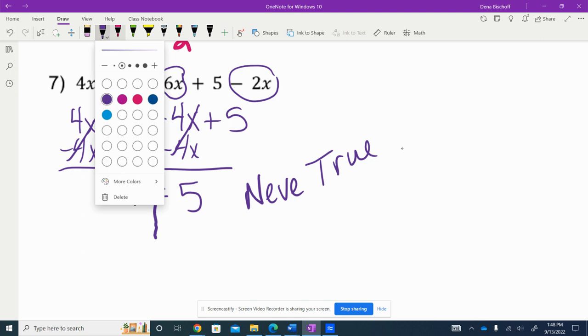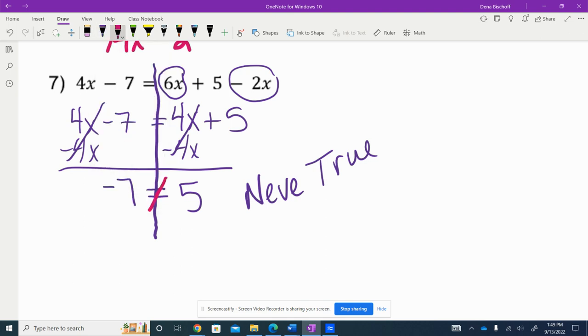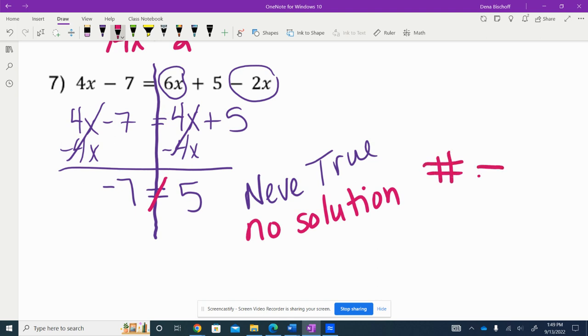This is never true. So that means that this is no solution. So we put a slash through the equal sign and we say no solution. Because this is never going to happen. So no solution happens when one number does not equal another number and there's no variable term. When the variable terms cancel out, all you have is an untrue statement.